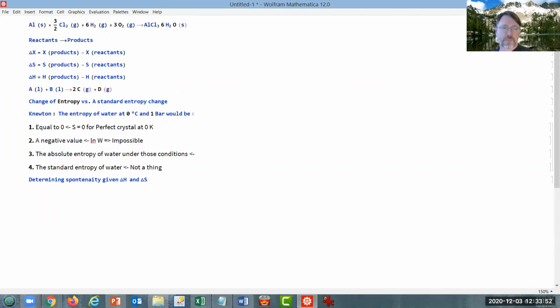So what you always need to remember in this case is 2 sets of facts. Delta G equals delta H minus T delta S, and delta G greater than 0 means non-spontaneous, which also means that the reverse reaction is spontaneous.